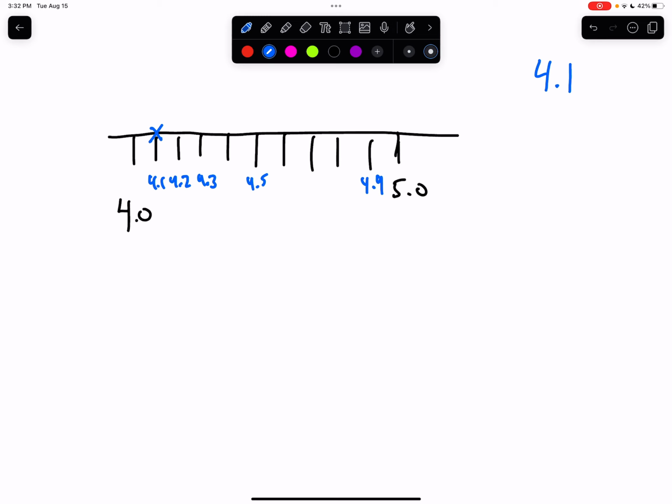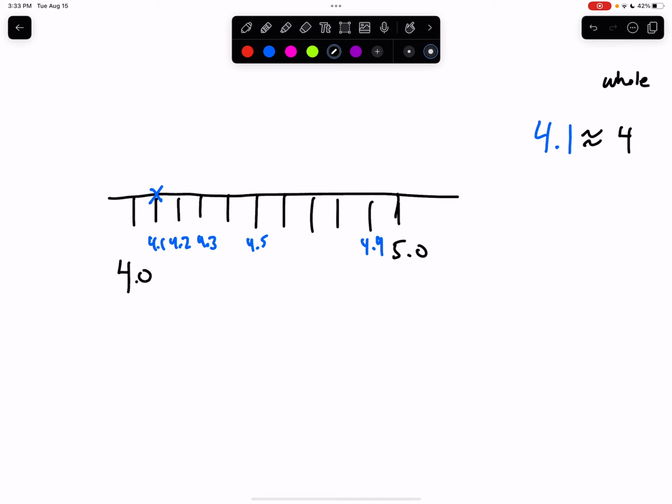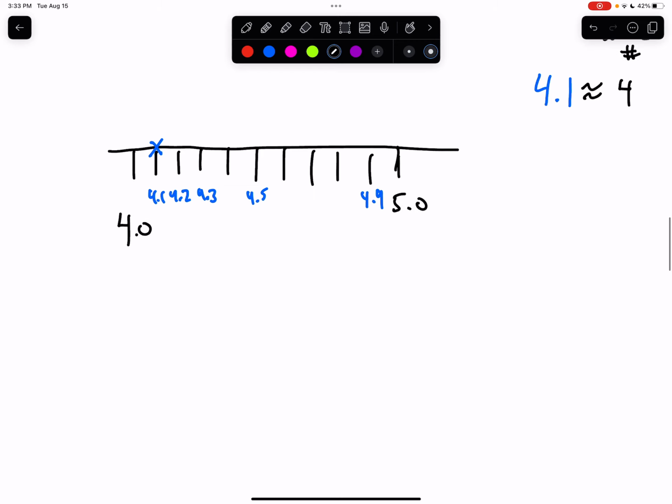If I said 4.1, what is it closer to? Is it closer to 4 or 5? Well, it's certainly nearer to 4. So if we rounded to the nearest whole number, we would say that rounds to 4. Now 4.3, well, that's closer to 4 than 5, so again, that would round to 4. Even 4.4, same thing. This whole region is closer to 4.